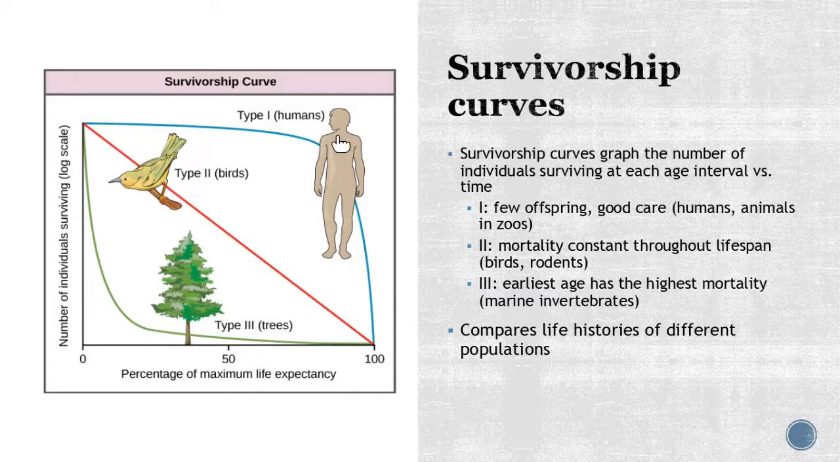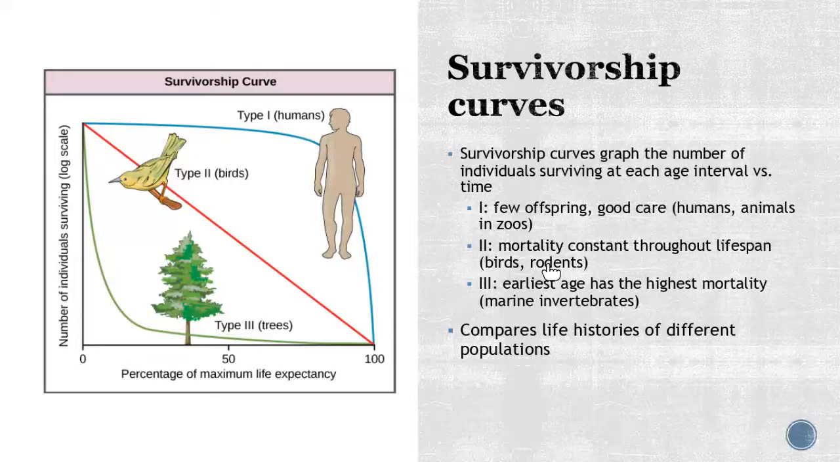So type 1 is where you're going to have very few offspring and the parents give good care. So you're going to expect the life expectancy to be long. The number of survivors will only go down once you reach the maximum life expectancy, because the care is so good. You're not going to lose a lot of young early on. So humans and animals in zoos are prime examples of this.